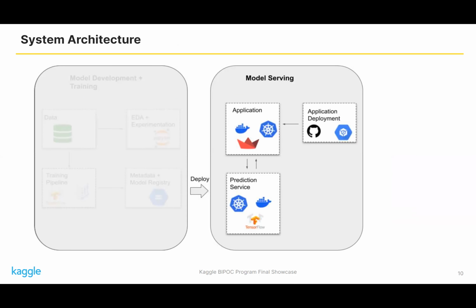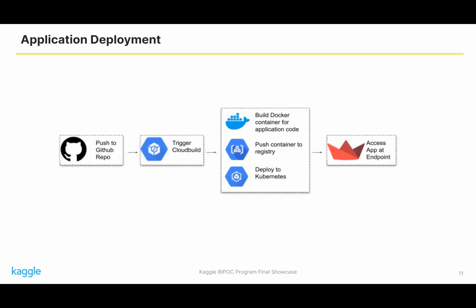Now we'll take a little bit closer look at the application side of things. We create another Kubernetes cluster and set of configs to deploy the UI as a Streamlit app. That allows us to interact with that prediction service. And we use Cloud Build to deploy the whole thing.